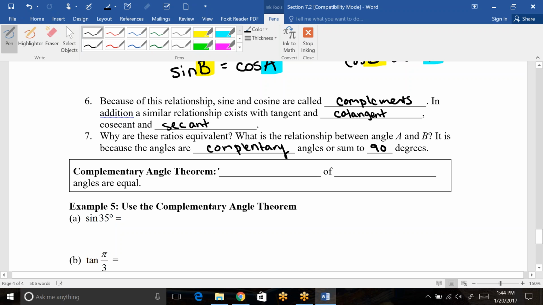So the complementary angle theorem says that the complements of complementary angles are equal.